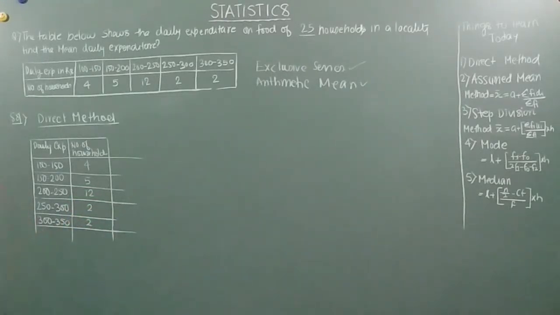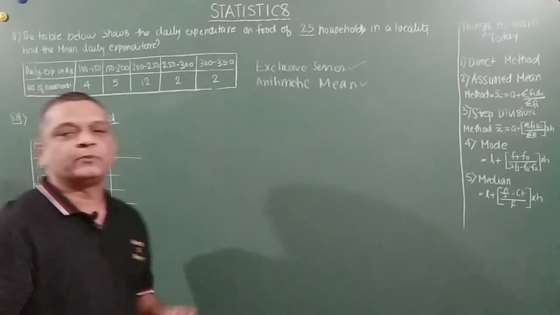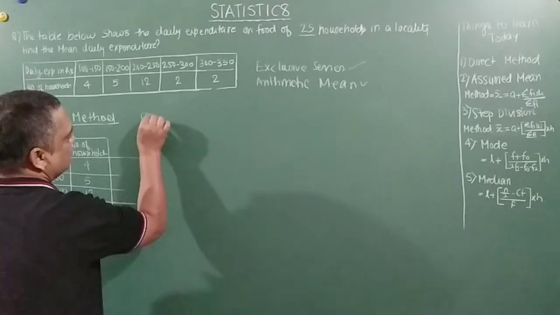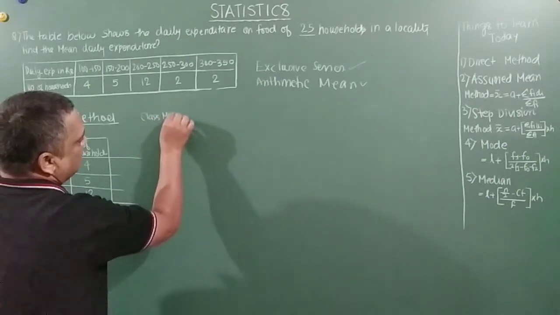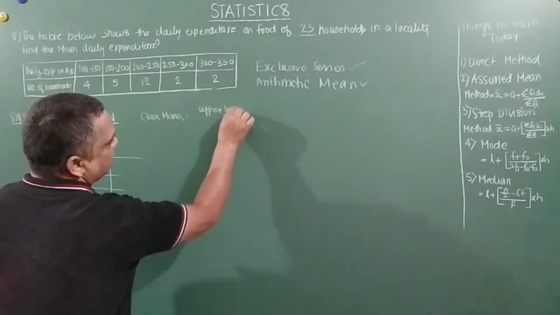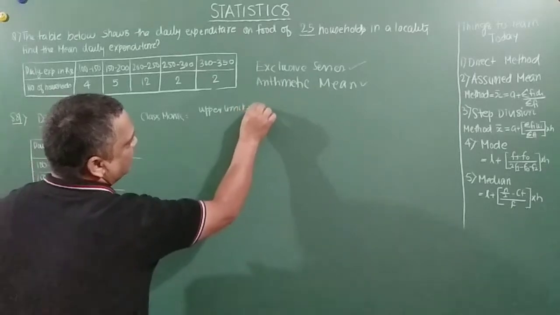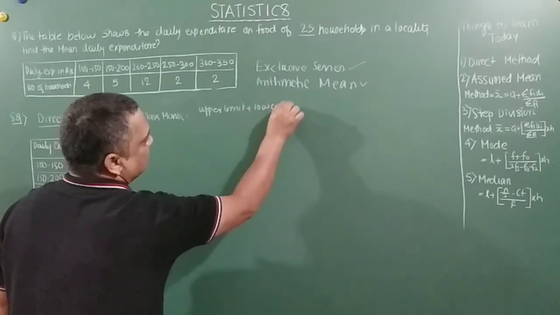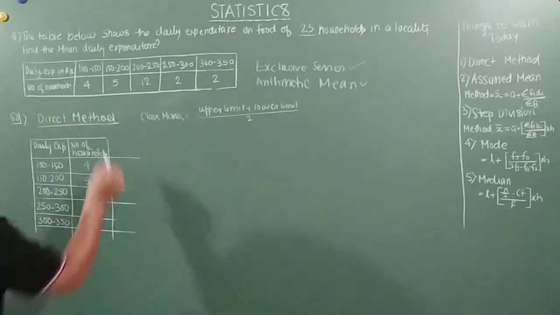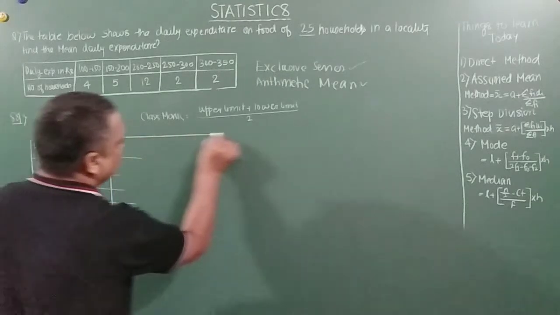So friends, whatever we have got here is in the form of class intervals, or you can say this is grouped data. So first I am going to find the class mark. I hope everybody knows what a class mark is. Class mark is equal to the upper limit of the class plus the lower limit of the class, divided by 2. Right? So let's extend this table.